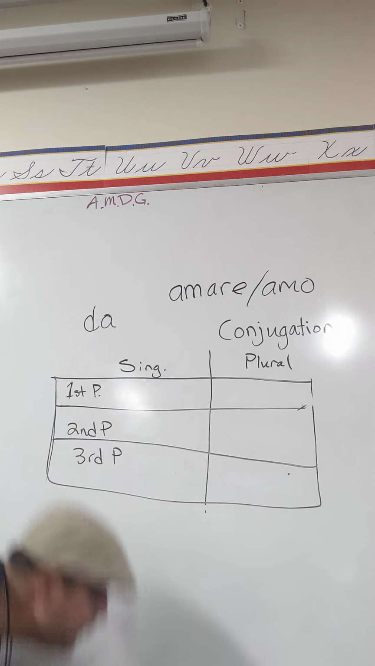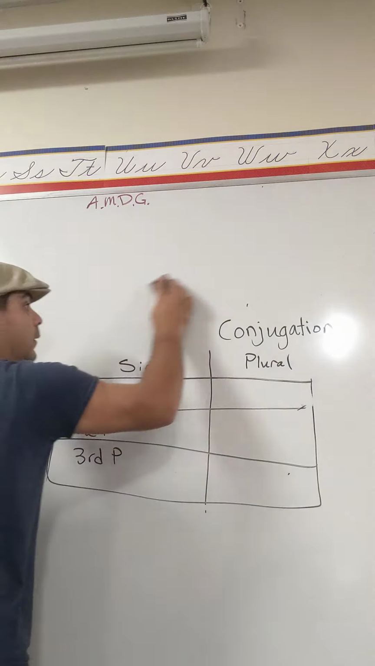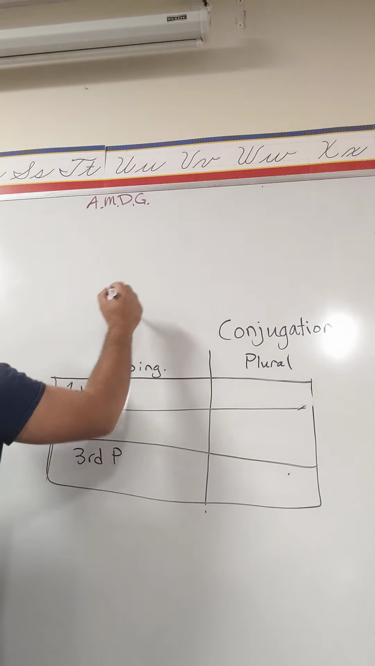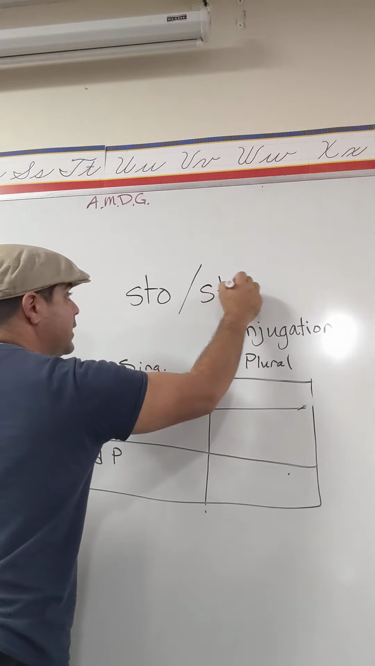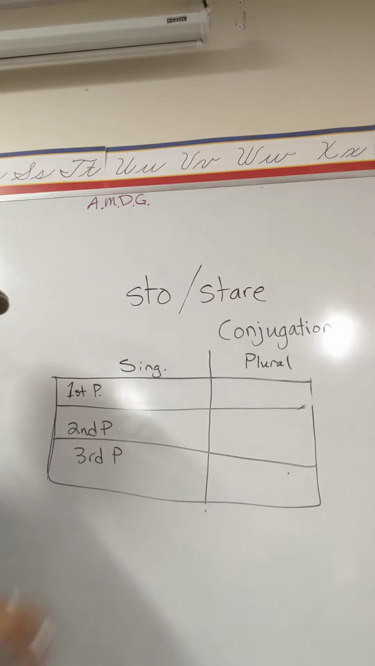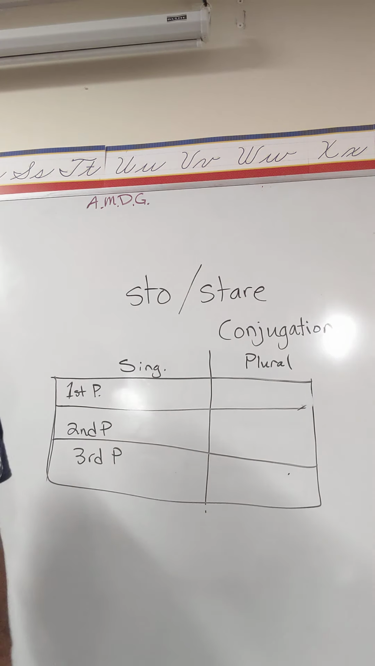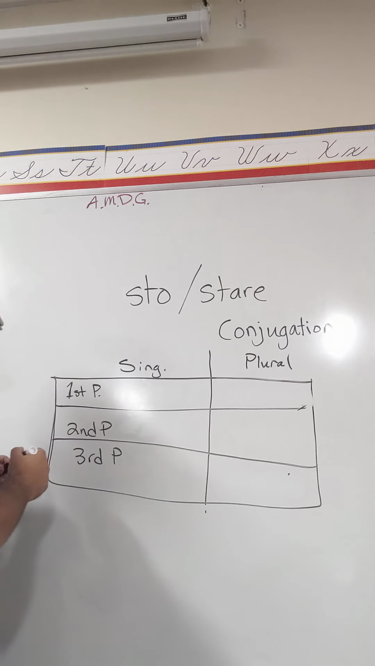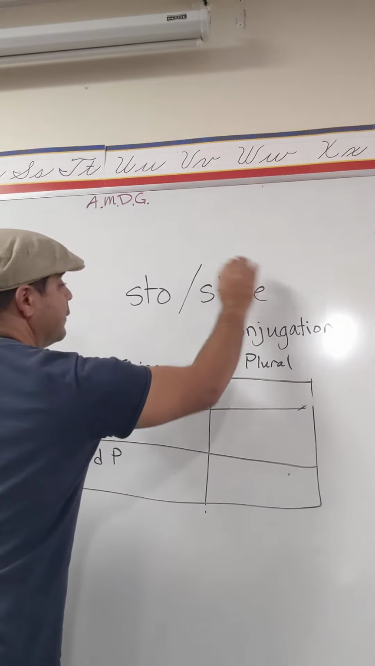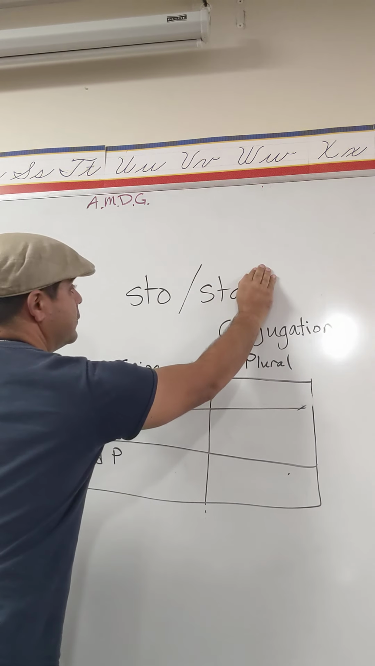So let me erase these. Sto. Just so you know the infinitive, which they need to know later. They don't need to know it now. But the infinitive, this is just for future reference. The infinitive would be stare. Okay? And by the way, really the way to find the stem is you get the infinitive and you drop the re.